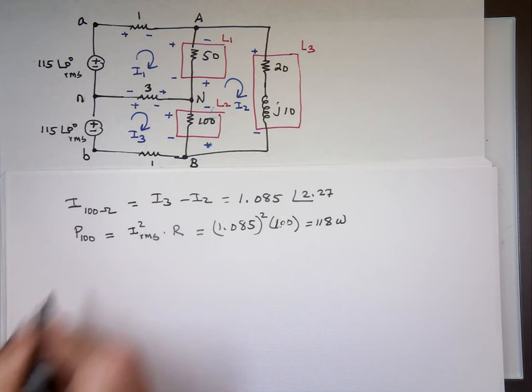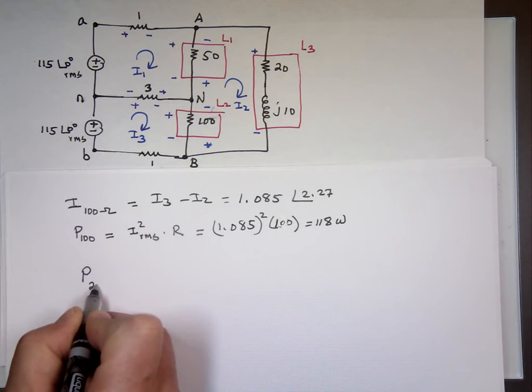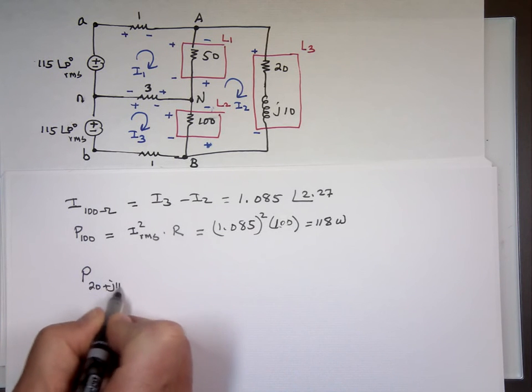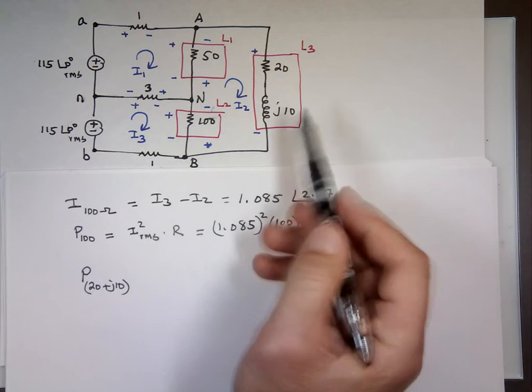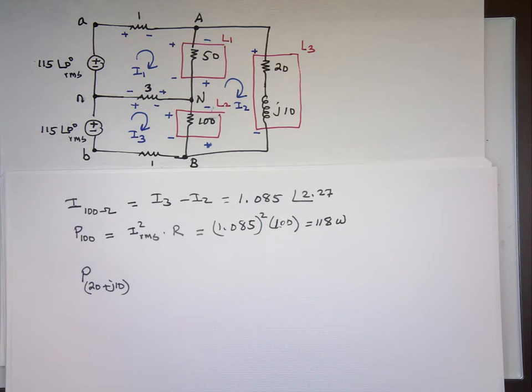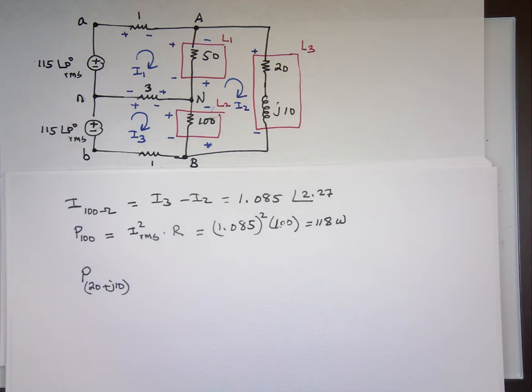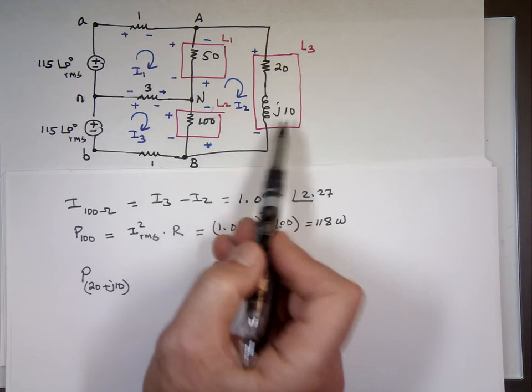And what is the average power absorbed by the 20 plus j10? Well, if you remember, the inductor will have an average power absorbed of 0. Average power absorbed by an inductor or capacitor is always 0. Why? Cosine of theta V minus theta I. The difference between theta V and theta I is going to be either plus 90 degrees or minus 90 degrees. And what's cosine plus 90 or cosine minus 90? 0. So the average power absorbed by that inductor is 0.